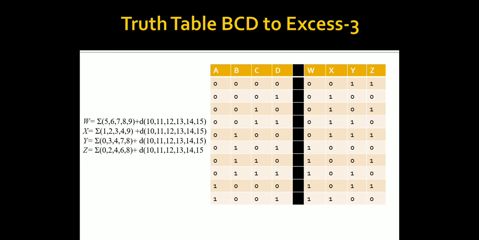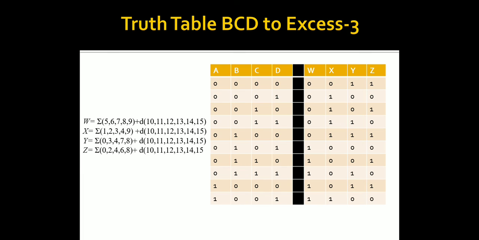Whenever we write the expression for W, X, Y and Z, we always take the don't care values from 10 to 15. We can see this on the left hand side. For W, X, Y and Z, the don't care values are 10, 11, 12, 13, 14 and 15. Now let's see X. X is 1 at the 1st, 2nd, 3rd, 4th and 9th places. Y is 1 at the 1st, 3rd, 4th, 7th and 8th places, whereas Z is 1 at 0, 2, 4, 6 and 8. With this we get the output expressions for W, X, Y and Z.